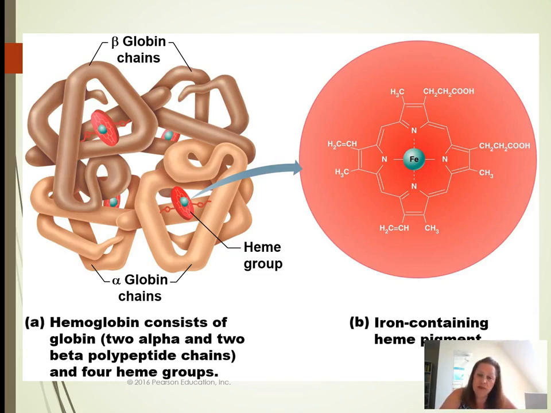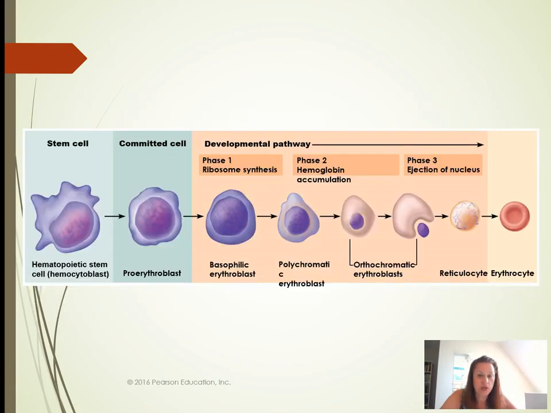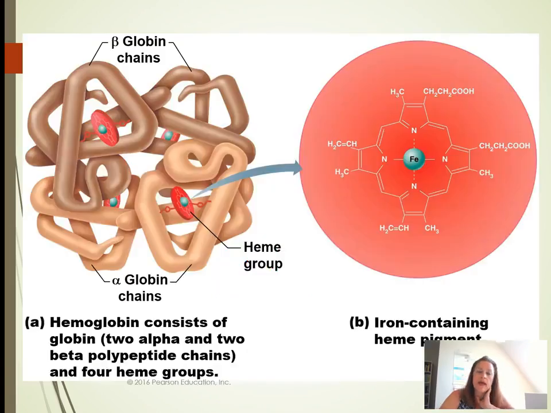So 97% of the red blood cell is hemoglobin. Here's another picture of the hemoglobin molecule in its ribbon form. We see the hemoglobin and then the heme portion on the right-hand side.